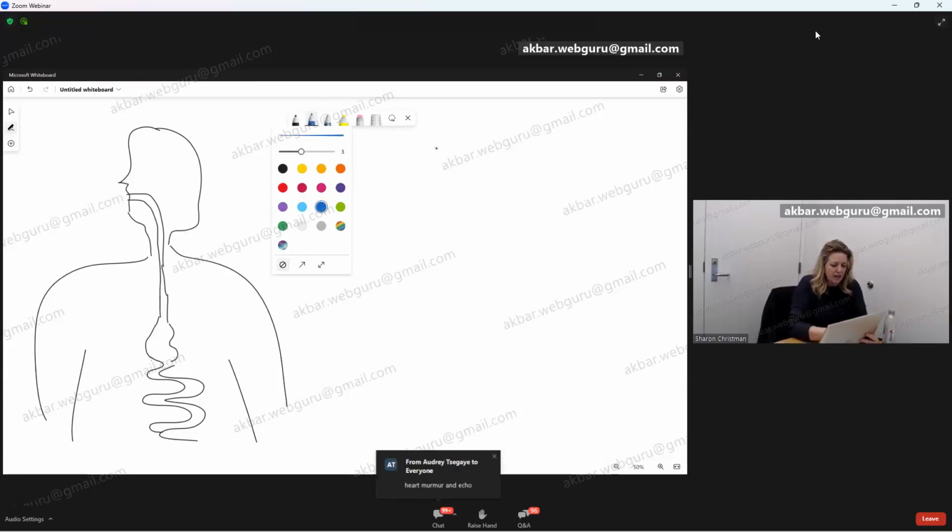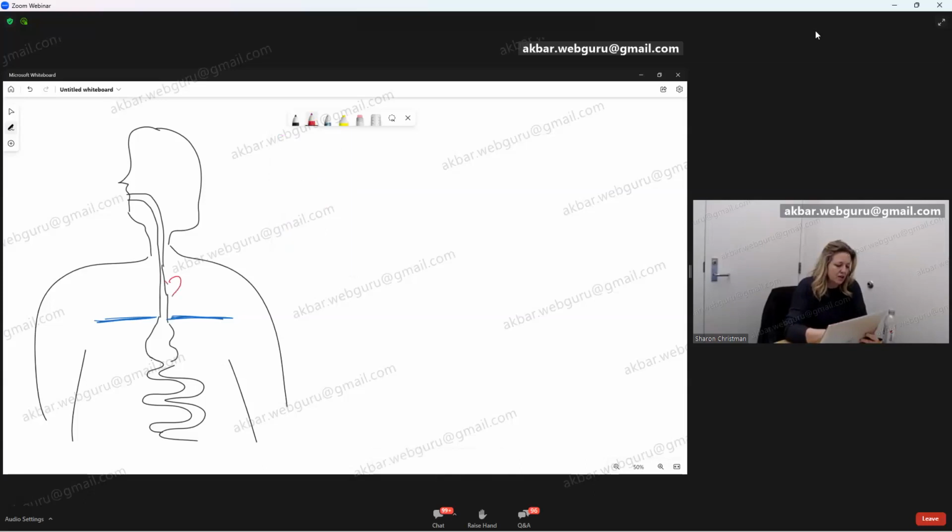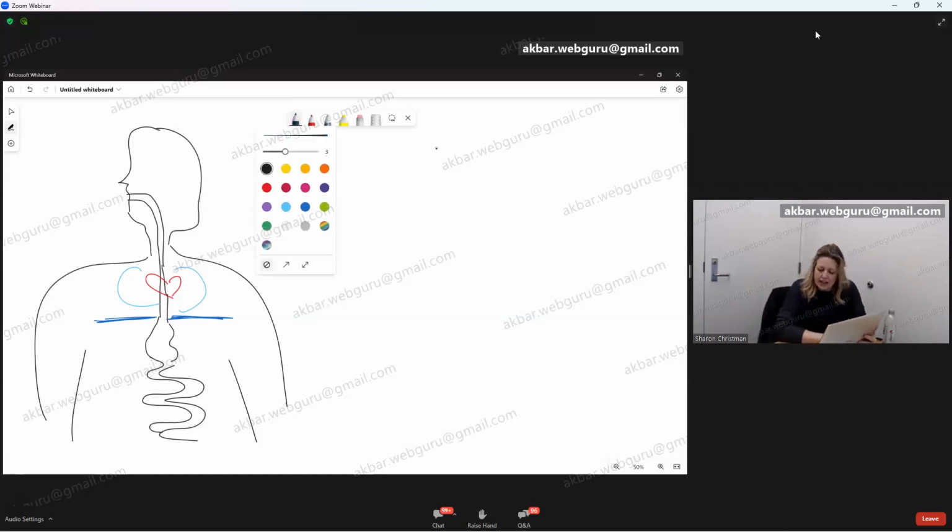We have the diaphragm. That's the stomach, actually. So this is the diaphragm. And this is the heart. And this is the lungs here, okay? So just so you get a sense of where that is. Okay, so let's read the definition of hiatal hernia.